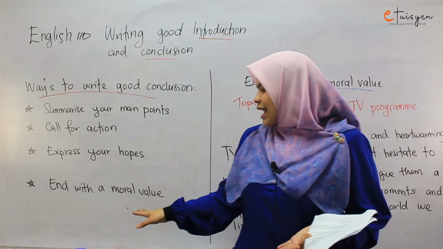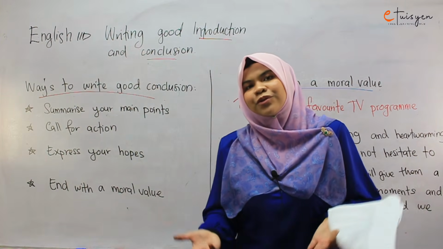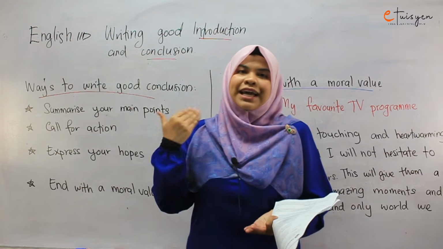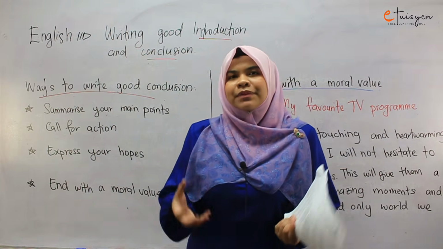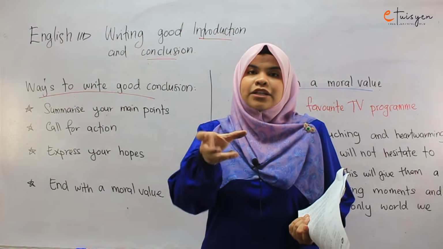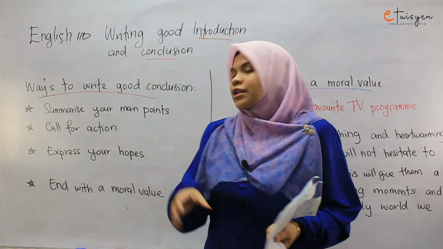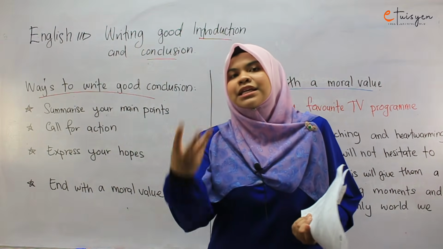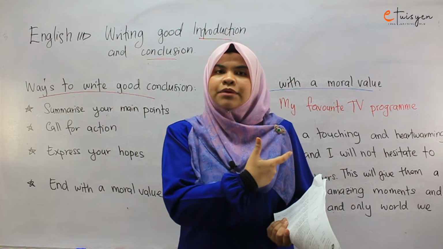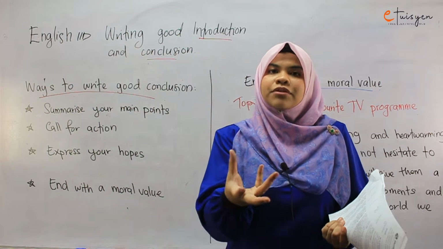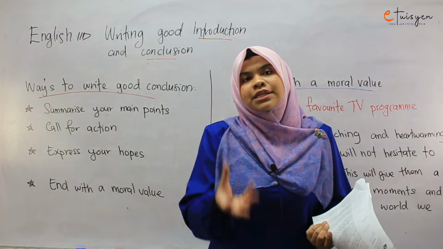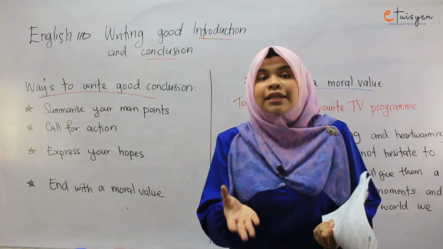Okay, and then the last one is end with a moral value. So, say for example, if the story or the essay that you're writing has something that you want the reader or the character in the story to learn, you put a moral value, something lesson learned. I guess that's the example that I'll be sharing with you in a moment. So it's something that you want the reader to take away as a lesson out of the story or out of the article that you are writing.